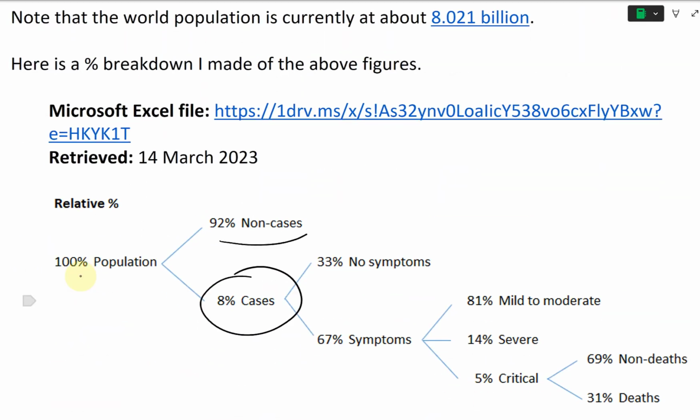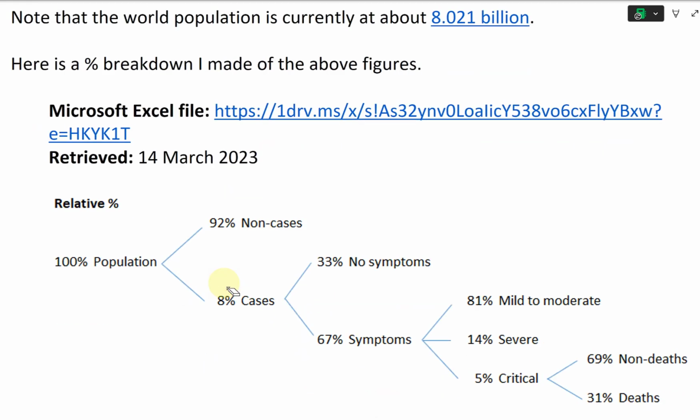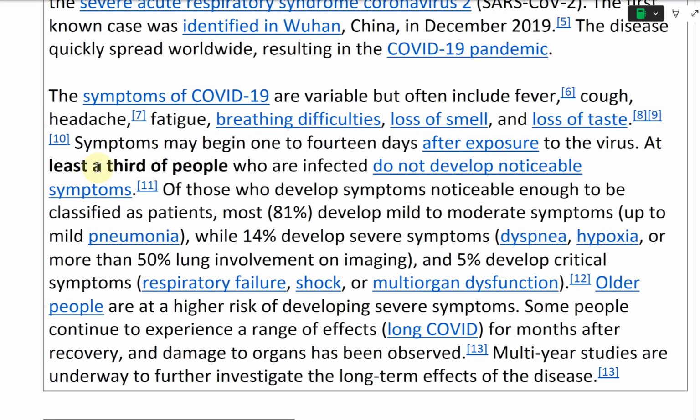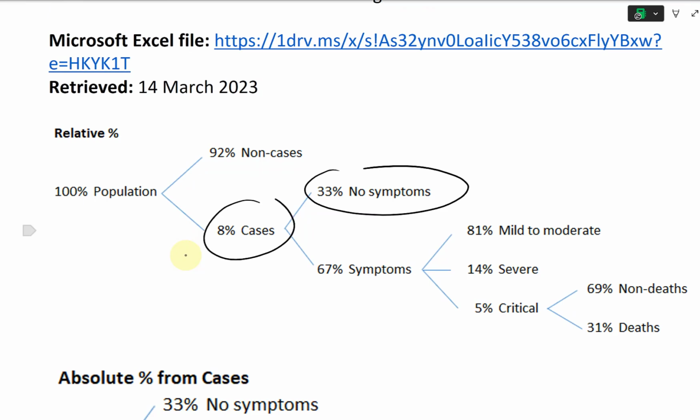And then, so that means 92% of the world aren't a COVID case. In other words, they didn't, quote, test positive, whatever that means. All right, so now we have the next section here. So now we'll have, going back up here, at least a third of people who are infected, or a case, do not develop noticeable symptoms. So then this is a third of this. So 1/3 of this 8% have no symptoms. Then this one is the remaining, is the symptoms, 2/3.